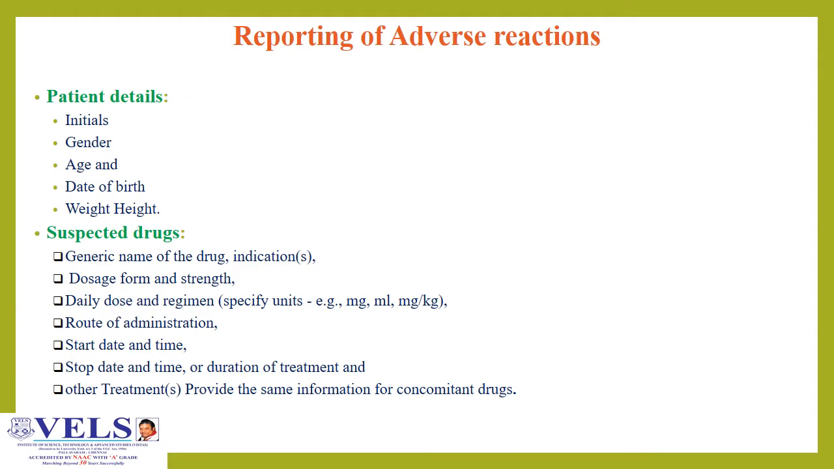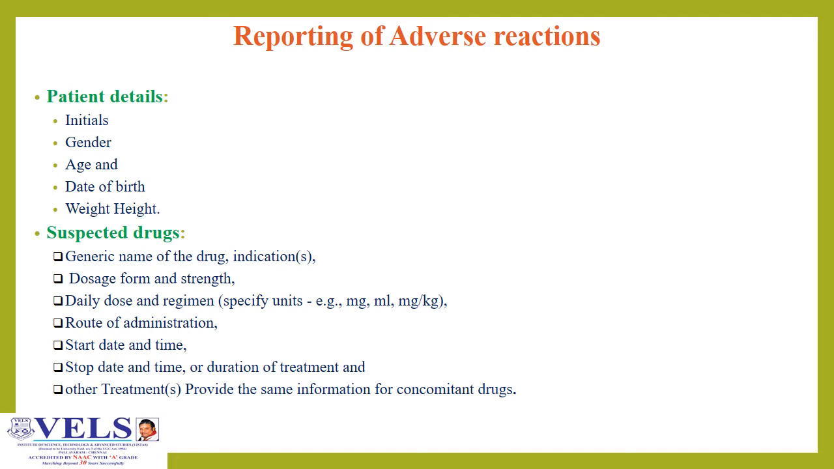Reporting of adverse reaction. While reporting the adverse reaction, the below things should be included in the reporting form. First thing is patient details, that is initials of the patient, gender of the patient, age and date of birth, weight, height of the patient.